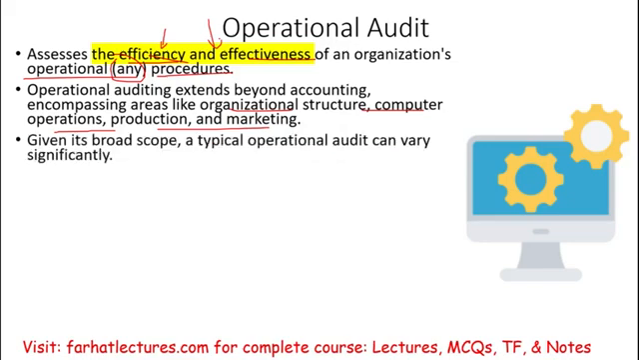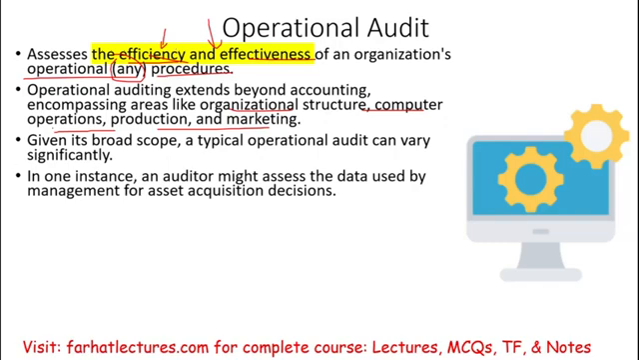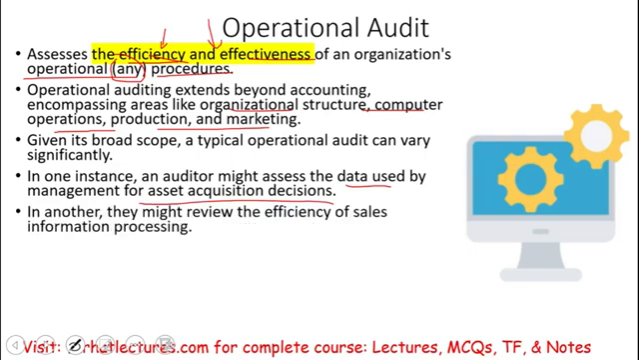So given its broad scope, because operational audit can assess any procedure, the typical audit procedures considered operational audit can vary significantly. Sometimes we might be assessing the data used by a company to purchase assets for the asset acquisition decision. And other times we could be looking at the efficiency of sales when it comes to information processing. Because of that, this type of audit is considered subjective.